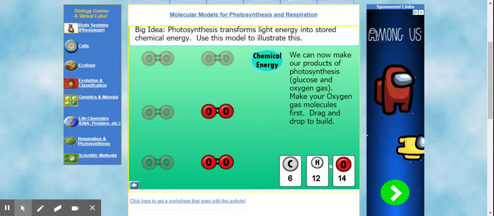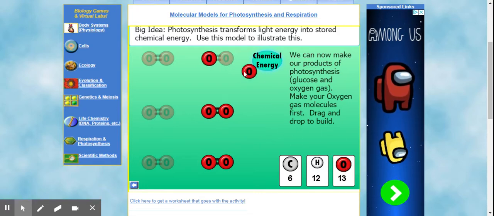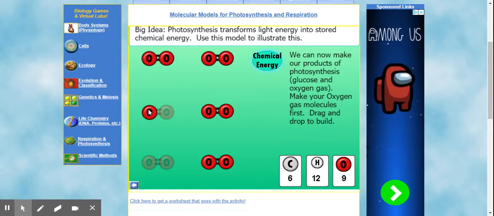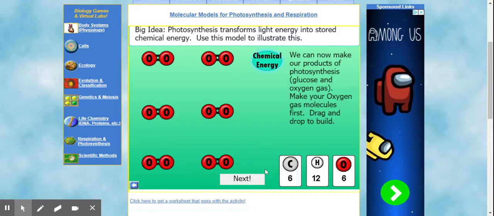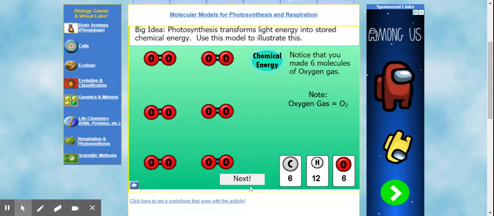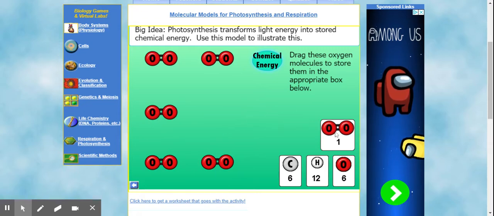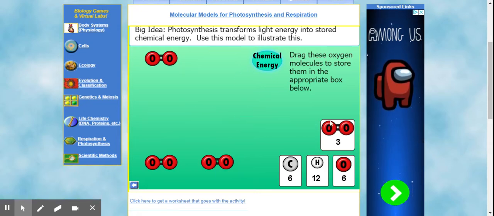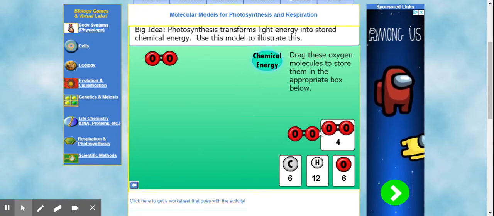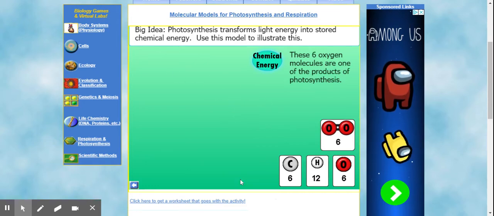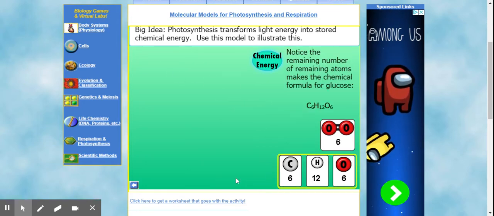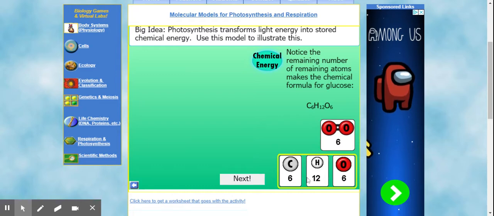The oxygen in the air that we breathe in and that plants are making for us is O2. That means there's 2 oxygen atoms in each molecule of this oxygen gas. All right, so you can see we made 6 oxygen gas molecules. So we're going to put them here in this box so we can keep them as one of our products. Then we're going to look at the other product of photosynthesis. So if you look at what we have left, we have 6 carbons, 12 hydrogens, and 6 oxygens.